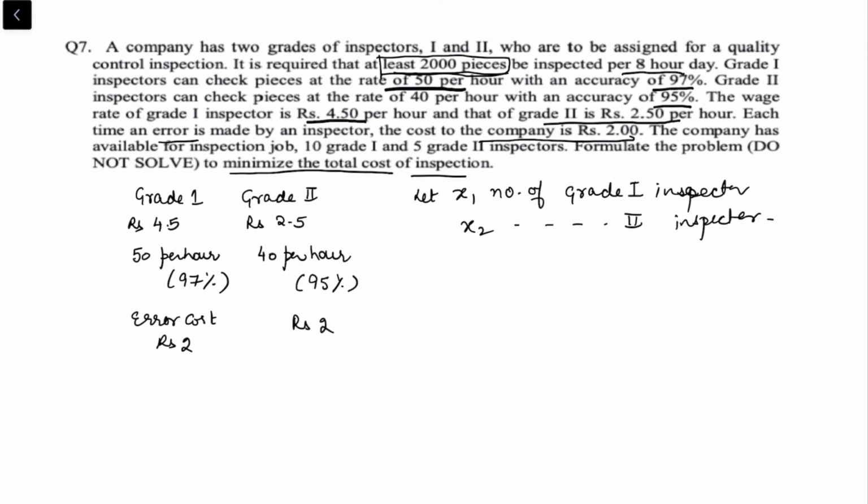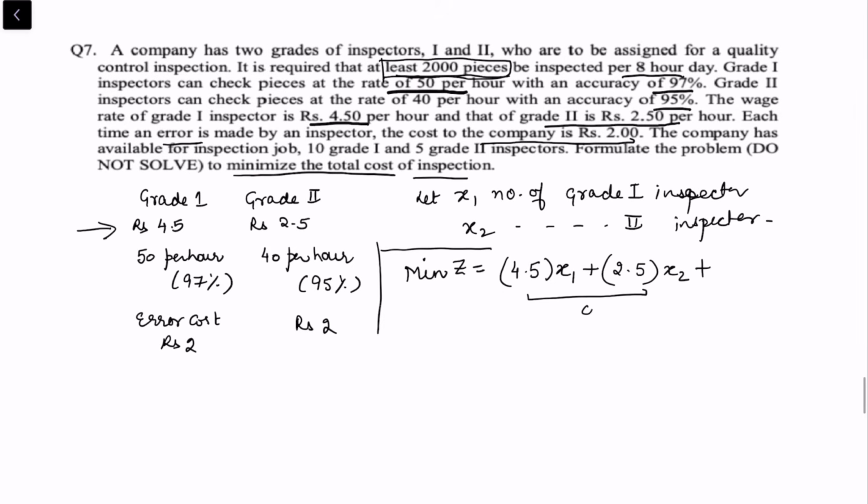So we want to minimize the total cost to the company. So we will say minimize Z, this is equal to the cost of the grade 1 inspector, 4.5 into x1. This is per hour cost, and plus 2.5 into x2. Plus each time they make an error. So for the error also we have the cost. So this is the normal cost. We can say cost per hour. If you wish, we can simply say that we have calculated cost per 8 hours, and if we want to calculate cost per 8 hours, we can then further multiply it by 8. But currently I am calculating this cost per hour.